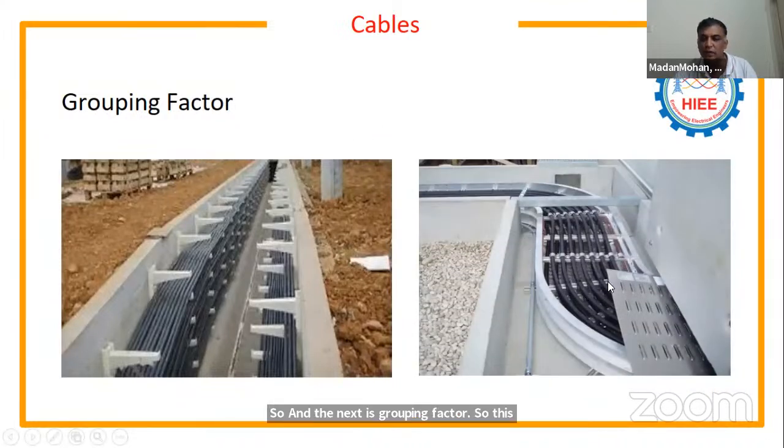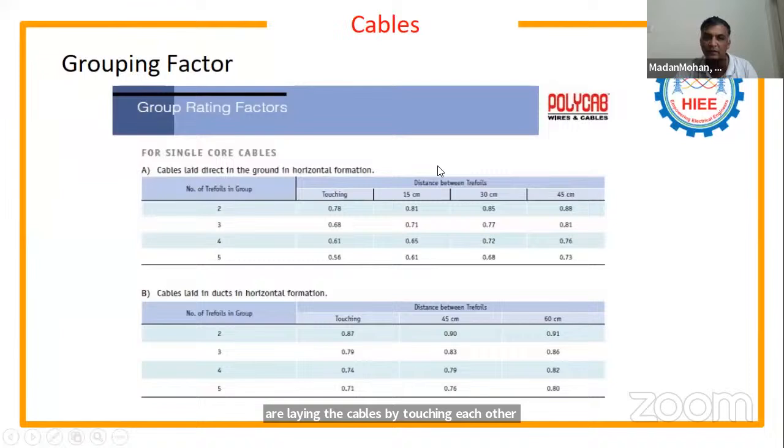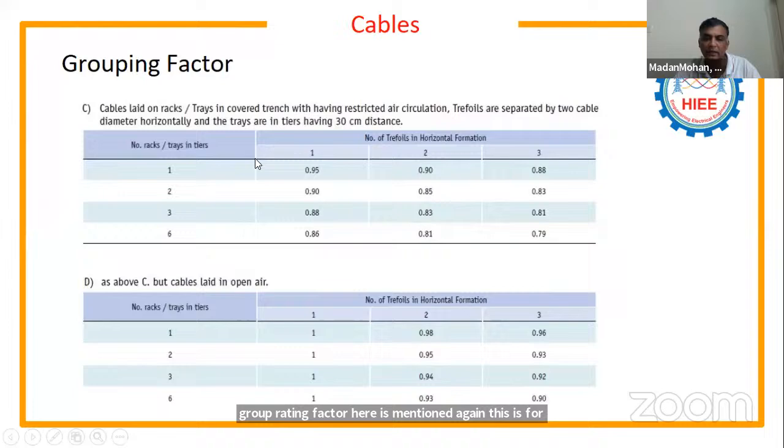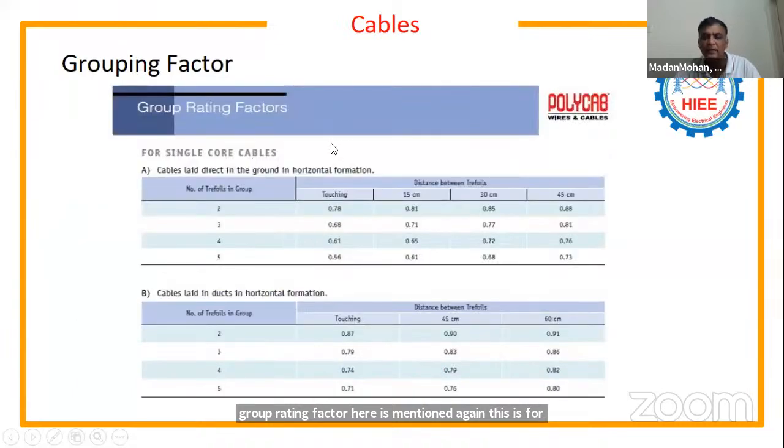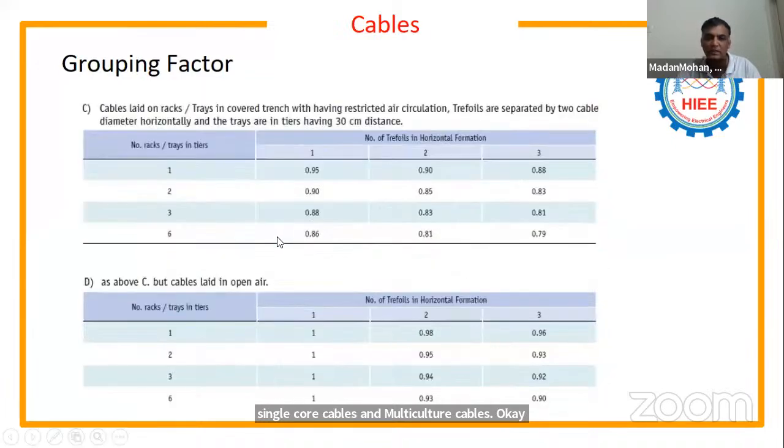So this is how we are laying the cables, by touching each other or by maintaining some distance. That matters a lot here. So the group rating factor is mentioned here, again for single core cables and multi-core cables. There are so many criteria to select the group rating factors for single core cable.